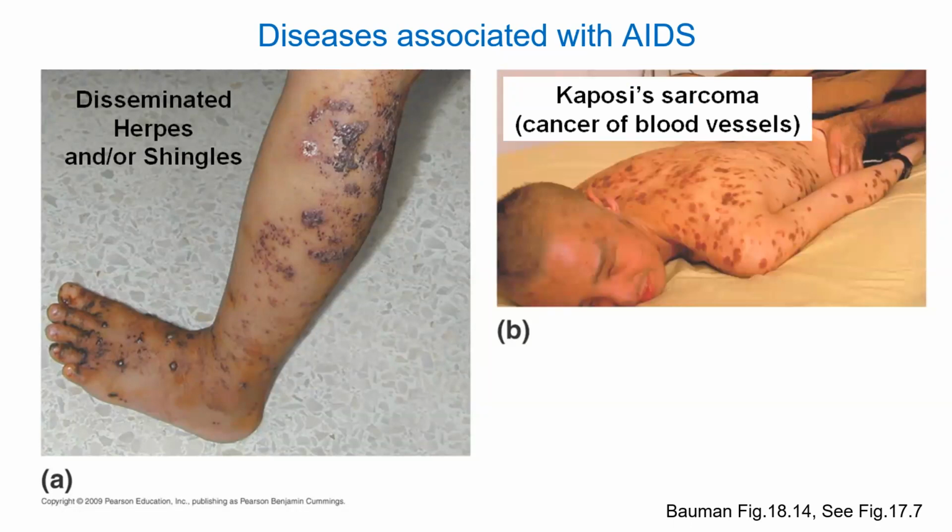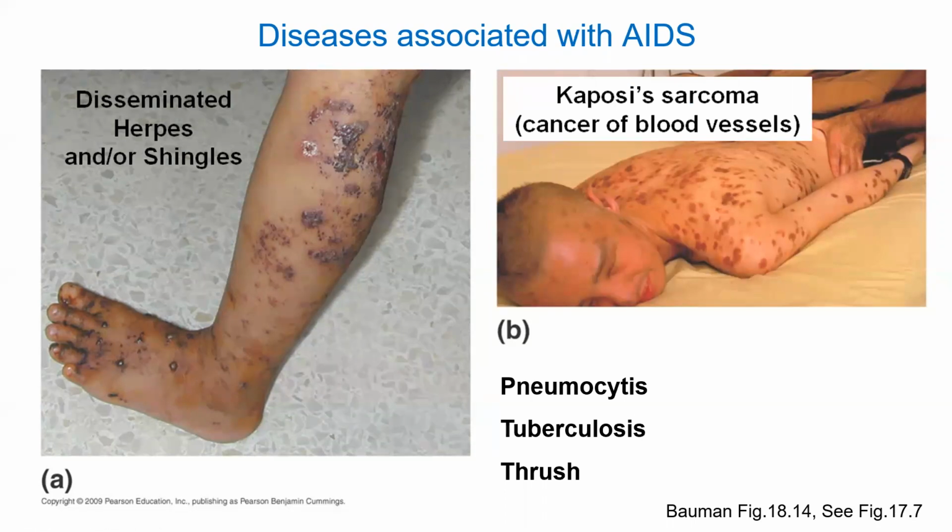Certain types of rare cancers. This one is particularly common in AIDS patients. Kaposi's sarcoma, which is cancer of the blood vessels. So normally this type of cancer, I guess, is fought off by your immune system, a healthy immune system. Pneumocystis, that usually refers to fungal infections of the lungs.